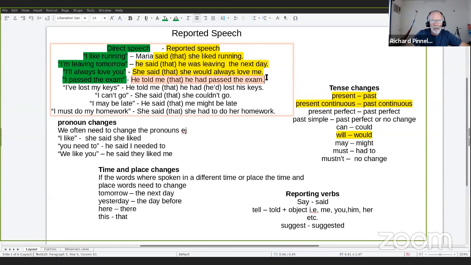So here's an example of the past perfect. The past perfect, a tense that is in this level, is formed with had plus the past participle. I passed the exam. He told me that he had passed the exam. But normally a native speaker would say, he told me he'd passed the exam. So the "had" here would be very small and you may not hear it.